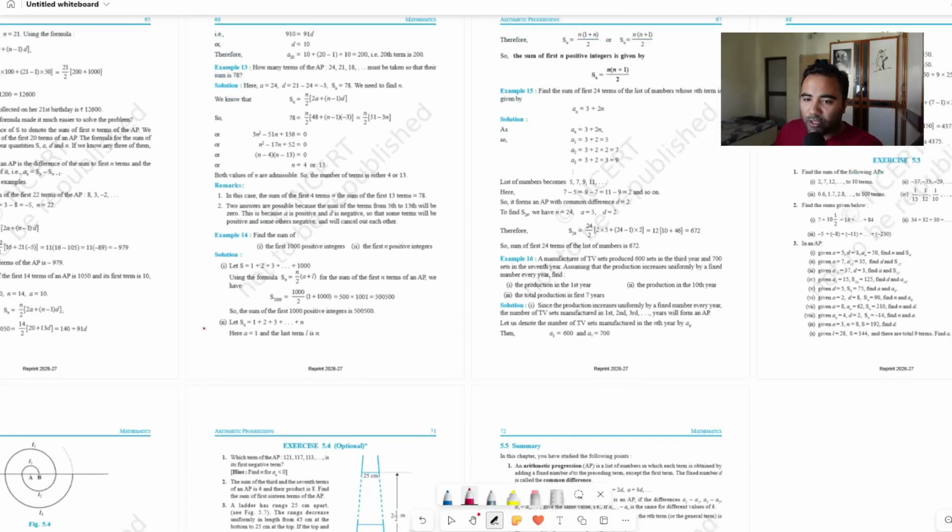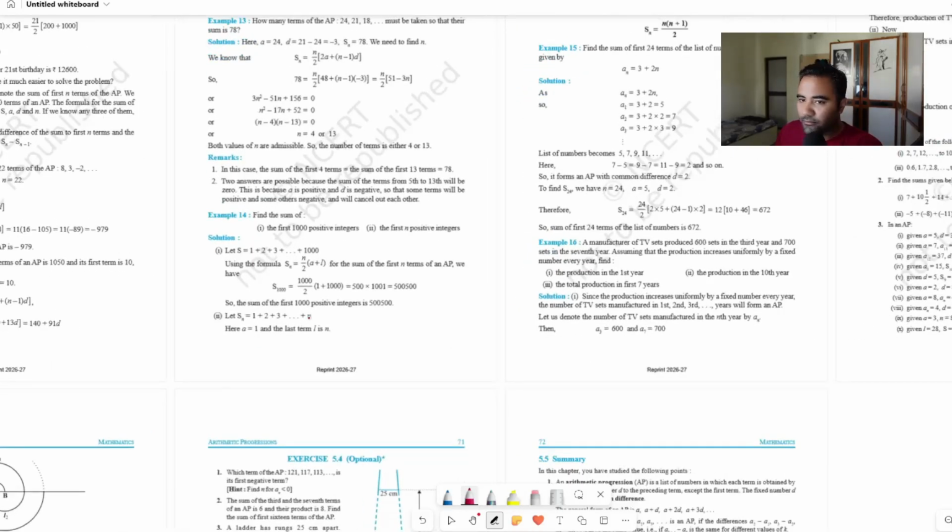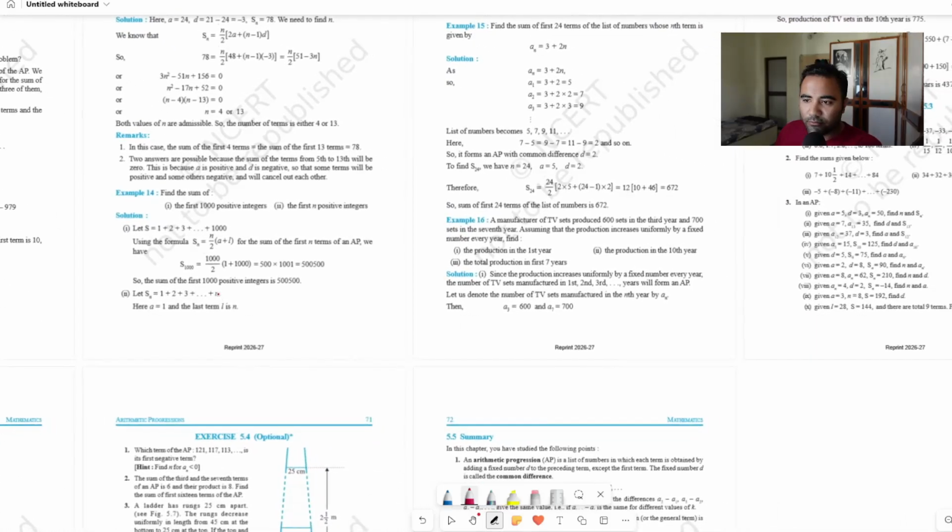We come to example number 14. Find the sum of first 1000 positive integers. Again, we use this formula. Why? Because we know the first value and the last value. Sn is equal to n by 2 into a plus l.